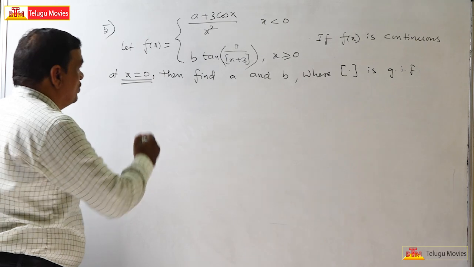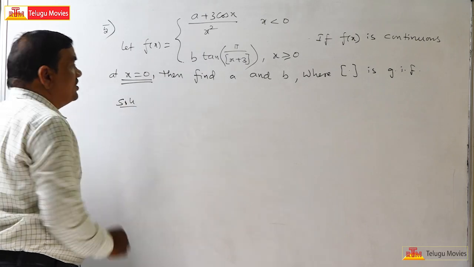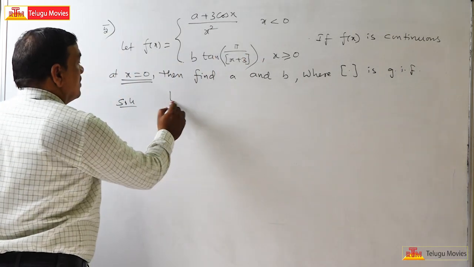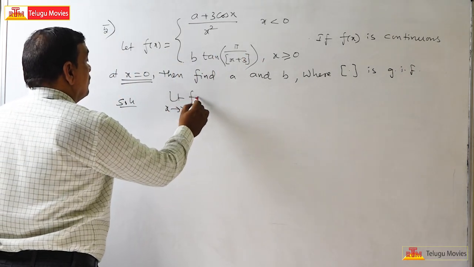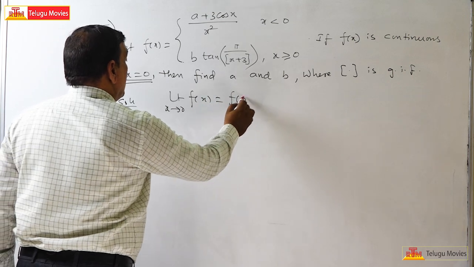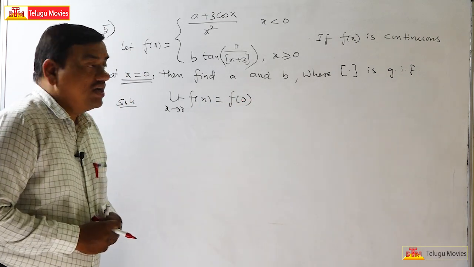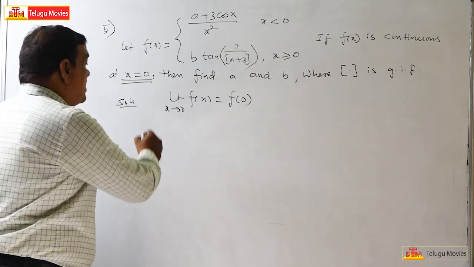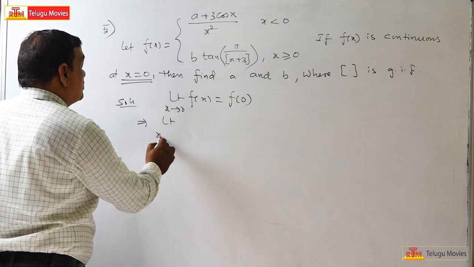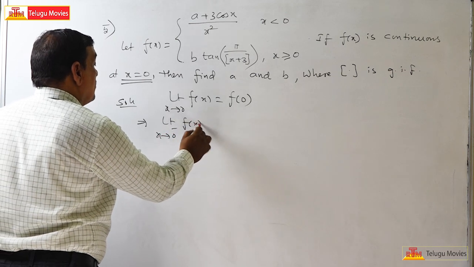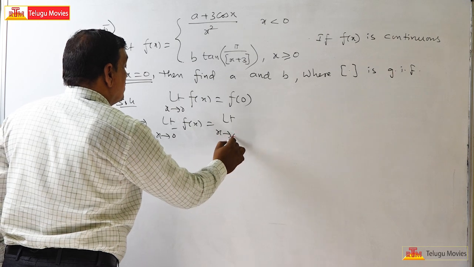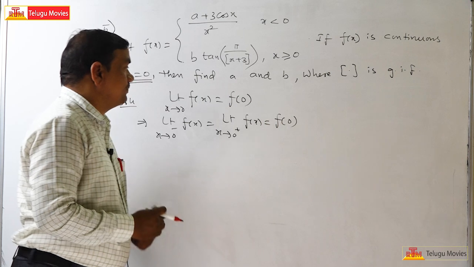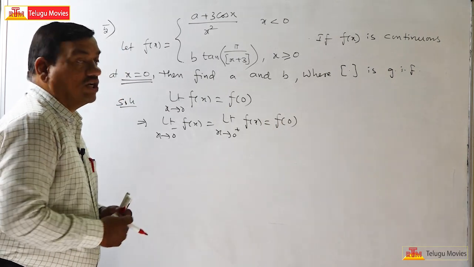Okay, let us see. Now, continue the solution. It is given that f of x is continuous at x equal to 0. That means limit x tends to 0 of f of x is equal to f of 0. That is the data given. That means the left hand side limit, limit x tends to 0 minus f of x, is the same as limit x tends to 0 plus f of x, which is the same as f of 0. Let us continue the solution.